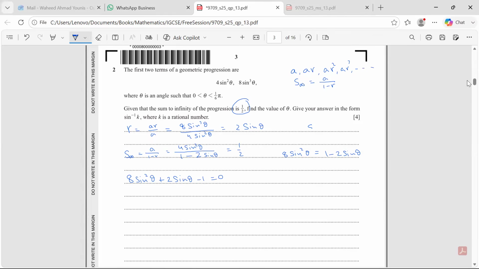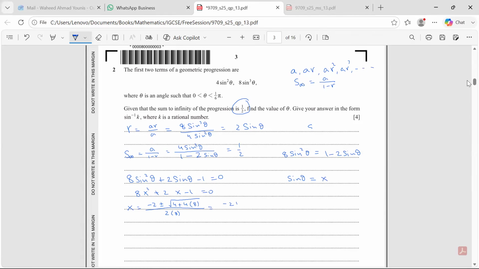So let me substitute sine theta; let me replace it by x. So it will become 8x squared plus 2x minus 1 equals 0. Okay, so we have to solve this quadratic equation to find the value of x, or the value of sine theta. So I will use the quadratic formula. x equals minus b plus or minus the square root of b squared minus 4ac, where c is minus 1, so that will make it plus, divided by 2a, so this is going to be 2 times 8, which is 16.